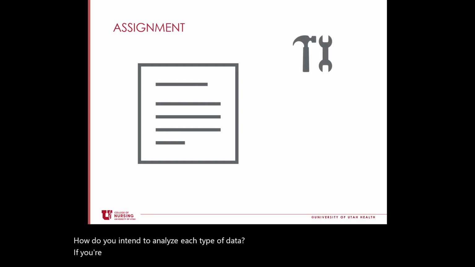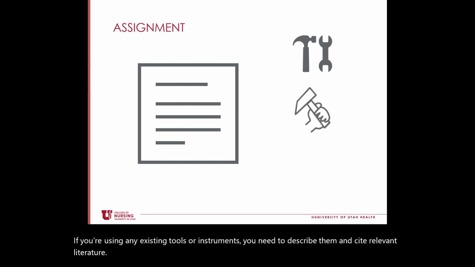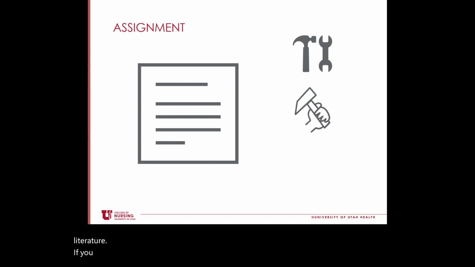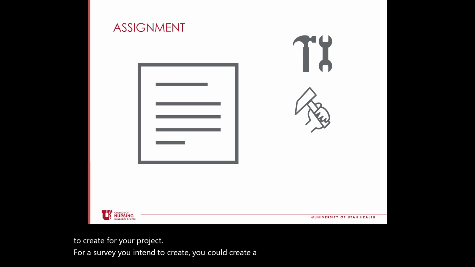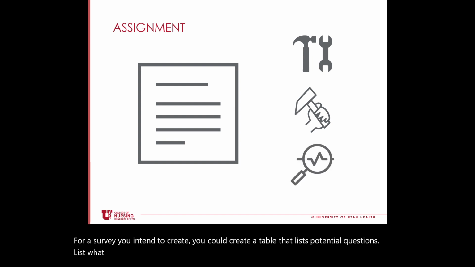If you're using any existing tools or instruments, you need to describe them and cite relevant literature. If you create any questionnaires or other artifacts, describe what it is and provide a rough outline. At least create a placeholder table, figure, or appendix item that represents what you intend to create for your project. For a survey you intend to create, you could create a table that lists potential questions. List what type of data you expect to see from each instrument and how you intend to analyze it.